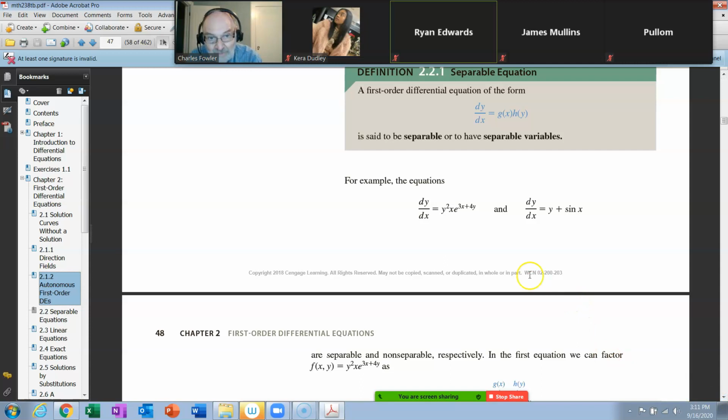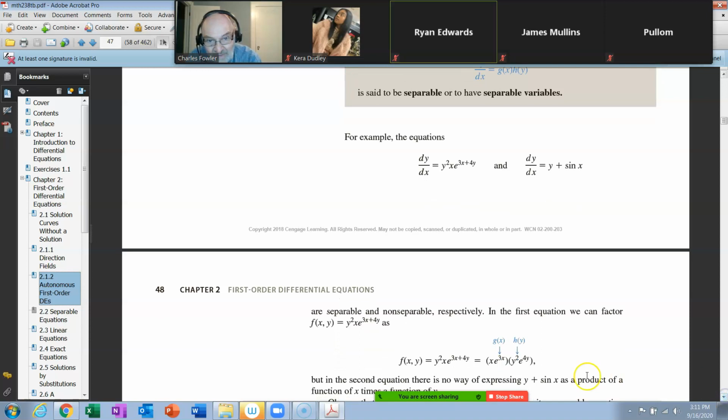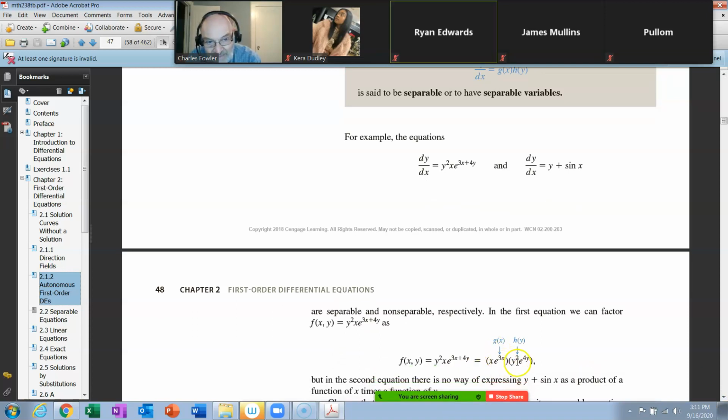So this one's separable, this one's non-separable, respectively. The first equation, we can factor that to be, and this is what we did, x e to the 3x, that's your g of x, and y squared e to the 4y, that's your h of y.